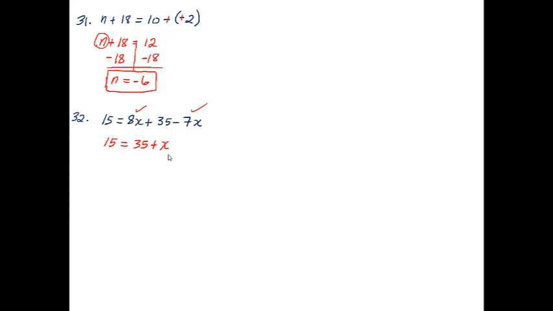Now you need to get your variable by himself, and the variable this time is still x. And who's hanging out with him? 35, and he's adding. So I'm going to subtract 35 on both sides. This will cancel. I have x equals negative 20.